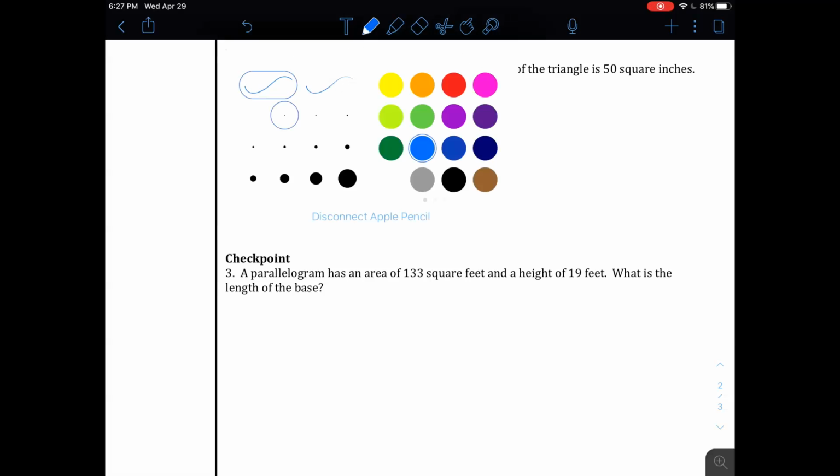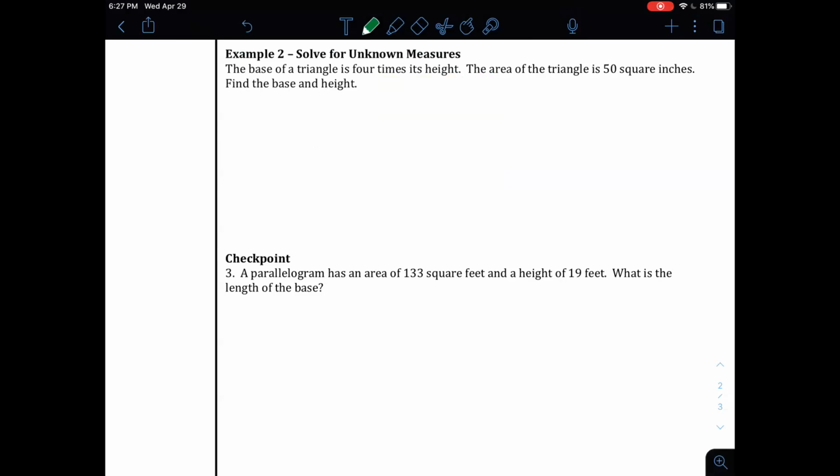So what we're going to do is we're going to draw a picture here. It says the base is 4 times its height. So what I'm going to do is I'm going to draw a height, and I'm going to draw a base that's about 4 times as long as that.